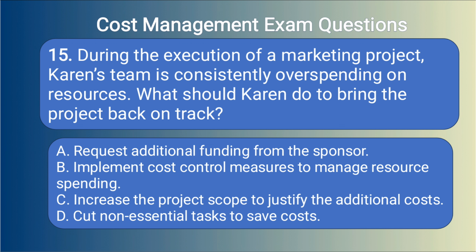A. Request additional funding from the sponsor. B. Implement cost control measures to manage resource spending. C. Increase the project scope to justify the additional costs. D. Cut non-essential tasks to save costs.